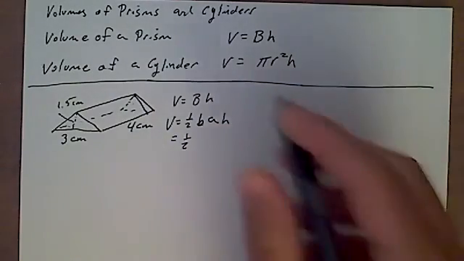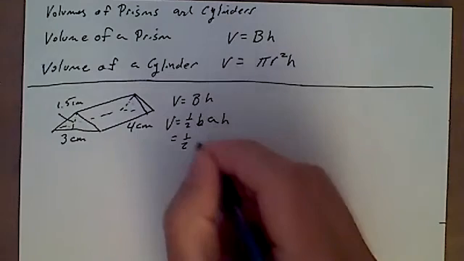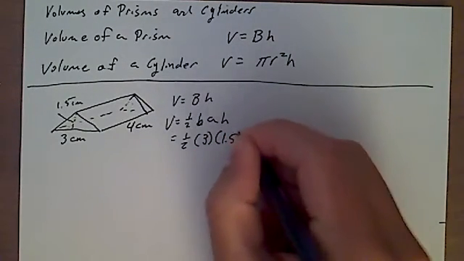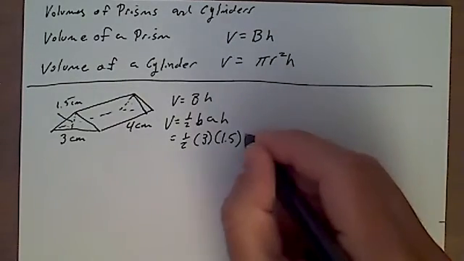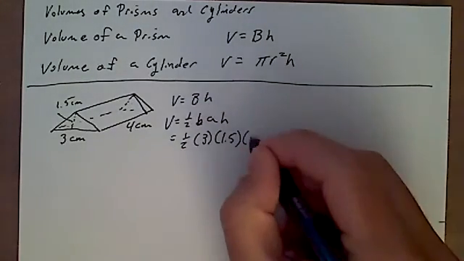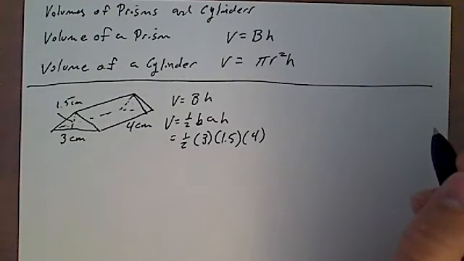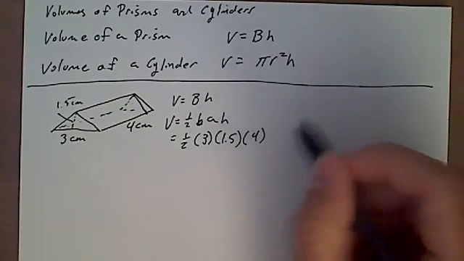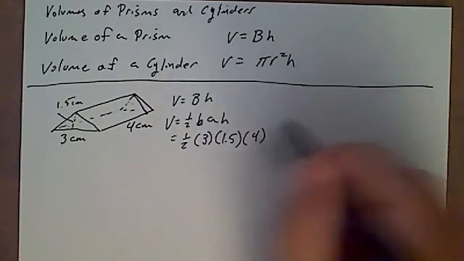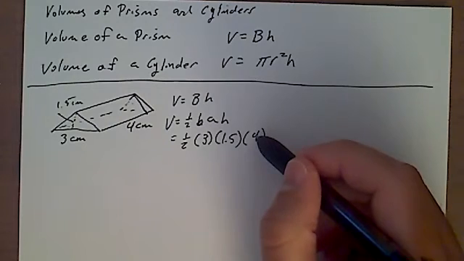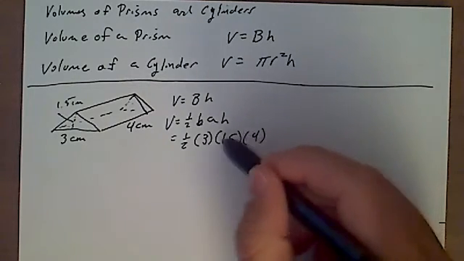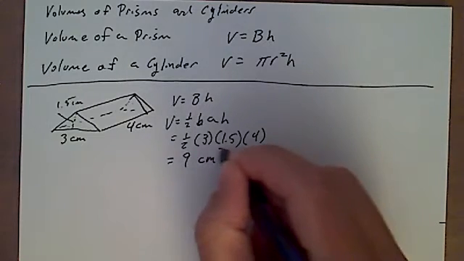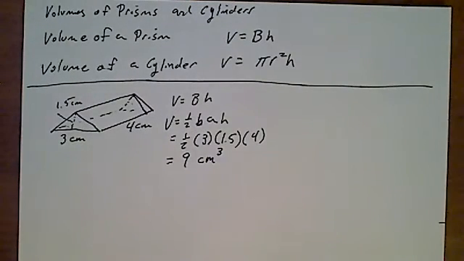So I have 1/2 the base of the triangle, which is 3. The altitude of the triangle, or the height of the triangle, is 1.5. And the height of the prism itself is 4. So I can do this in any order. 1/2 of 4 is 2, times 1.5 is 3, times 3 is 9. And so the volume is 9 centimeters cubed.